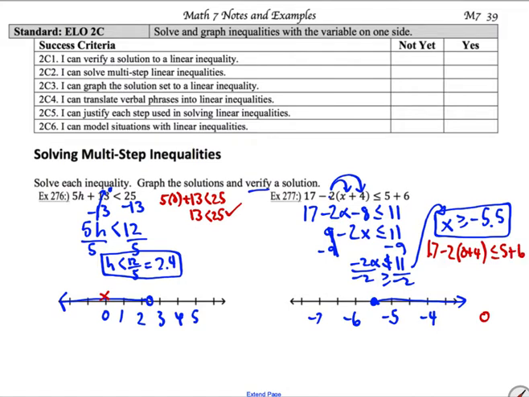Okay. 0 plus 4 is 4. Negative 2 times 4 is negative 8. And 17 minus 8 is 9. 9 is less than or equal to 11 is true. So that checks out. It looks like we got the arrow going the right direction.